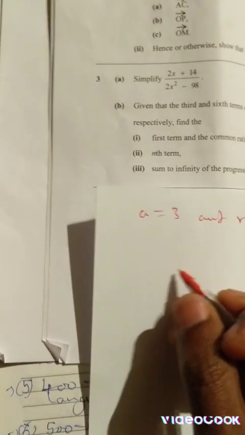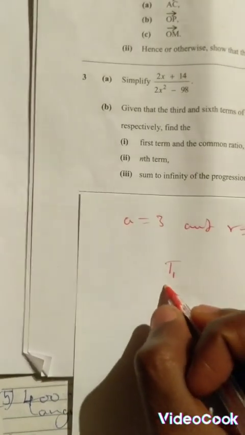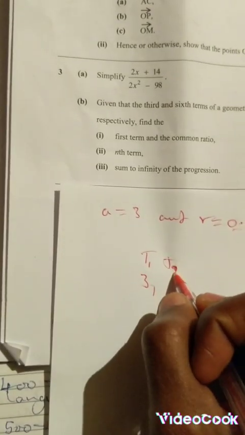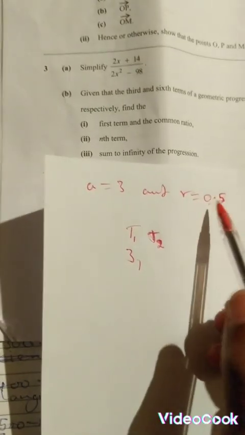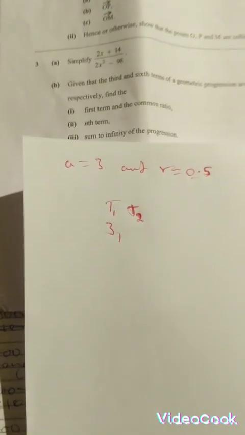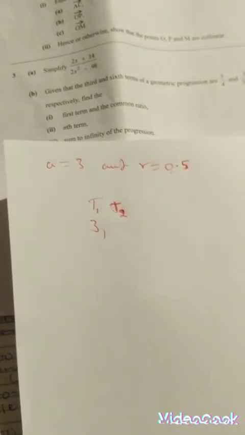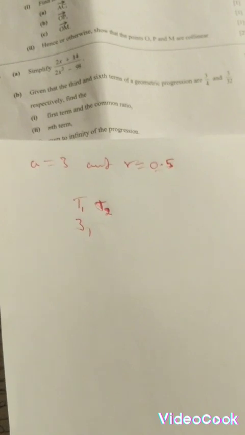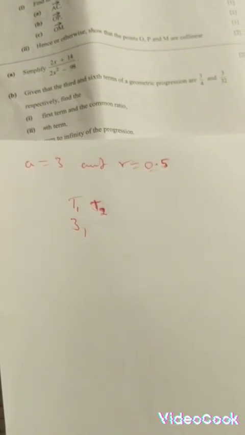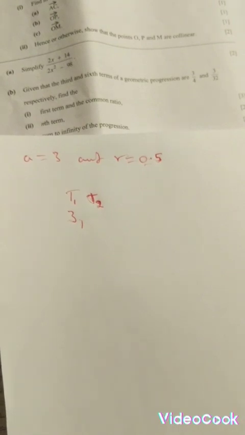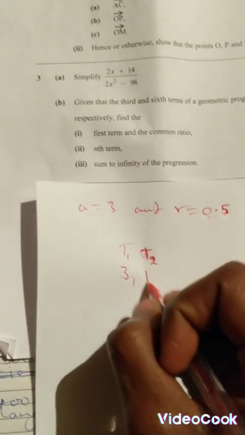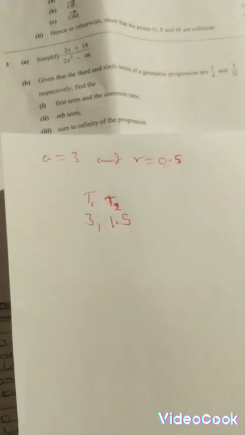So we are going to say, I already know that my first term is 3. So for me to find the next term, which is the second term, I'm going to say 0.5 times 3. What am I going to have? When I say 0.5 times 3, I'm getting 1.5.